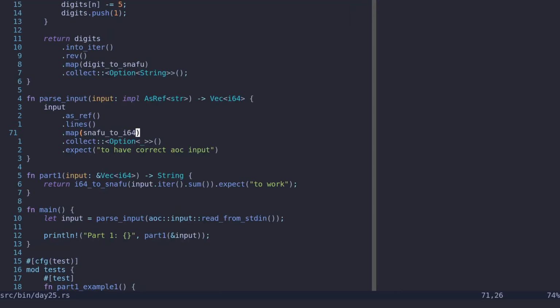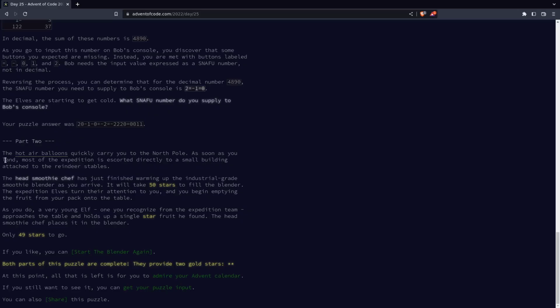Then for the actual solution part, I just split the input into lines, then I converted everything into decimal numbers instead of snafu numbers, and then for the first part, for the solution, I added all the numbers up and then converted the number into snafu, and yeah, that was the solution. And yeah, this was everything for this year.